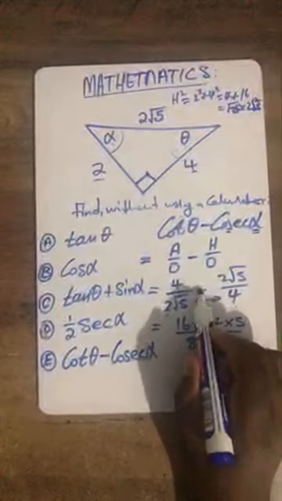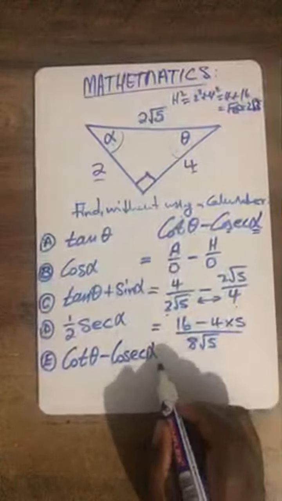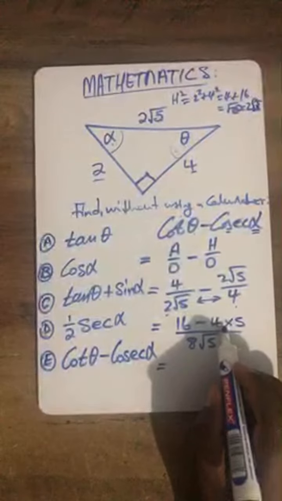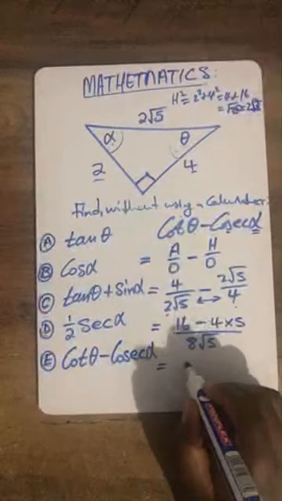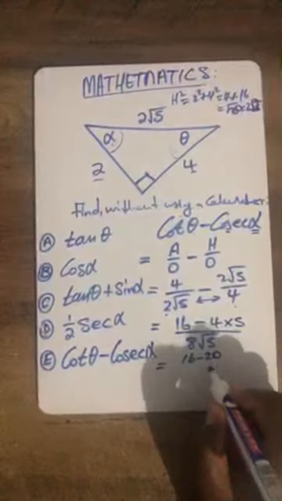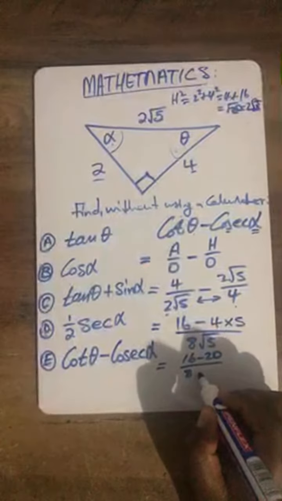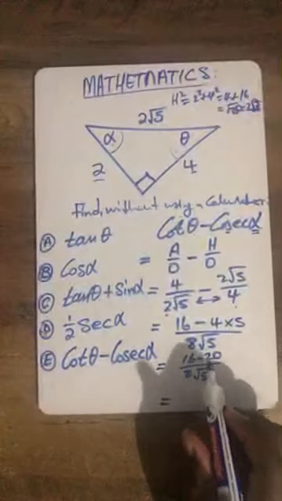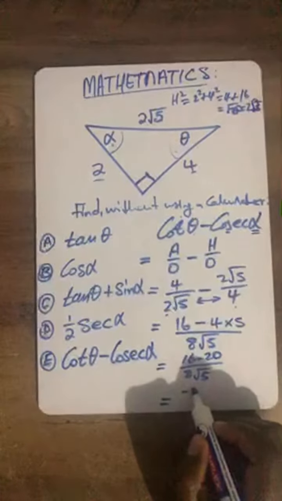Remember the sign, it is that original sign from the question. So now you have 16. What is 4 times 5? It is 20. So you have 16 minus 20 over 8 square root of 5. Now, what is 16 minus 20? Is it negative 4? Ek denk so.